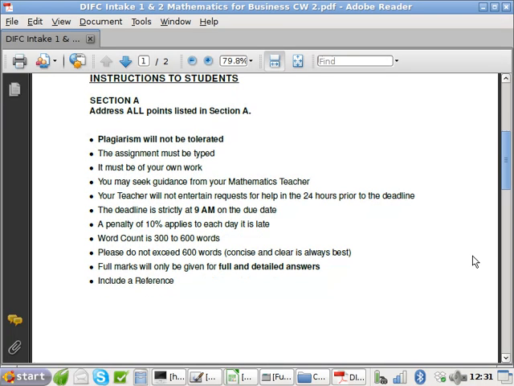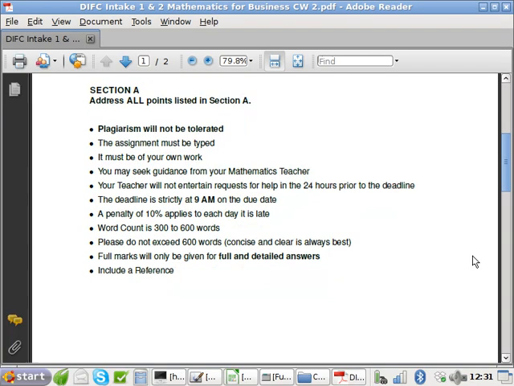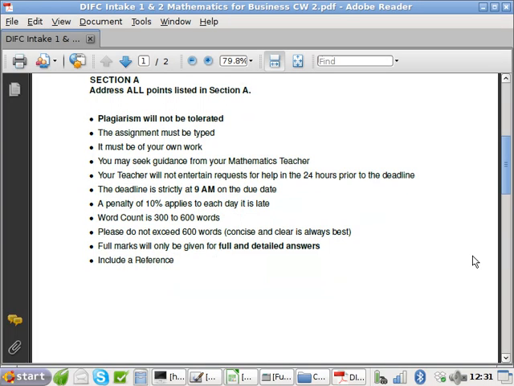The deadline is 9 a.m. After 9 a.m. on the day it's due, you'll lose 10% for every day it's late. The word count is 300 to 600, but don't go over 600. You can go a little bit over, but don't go crazy. Don't give me 1,200. Okay.